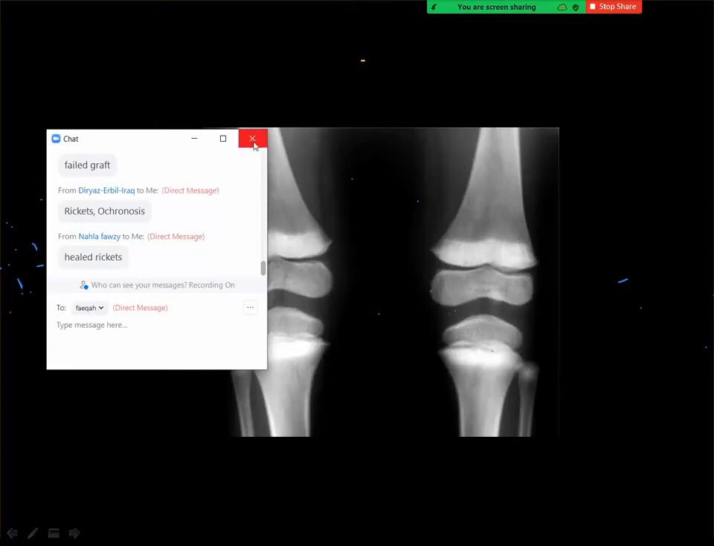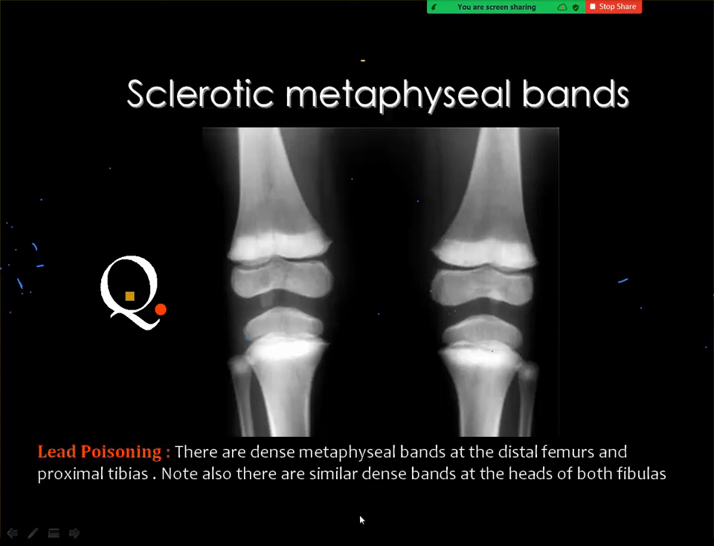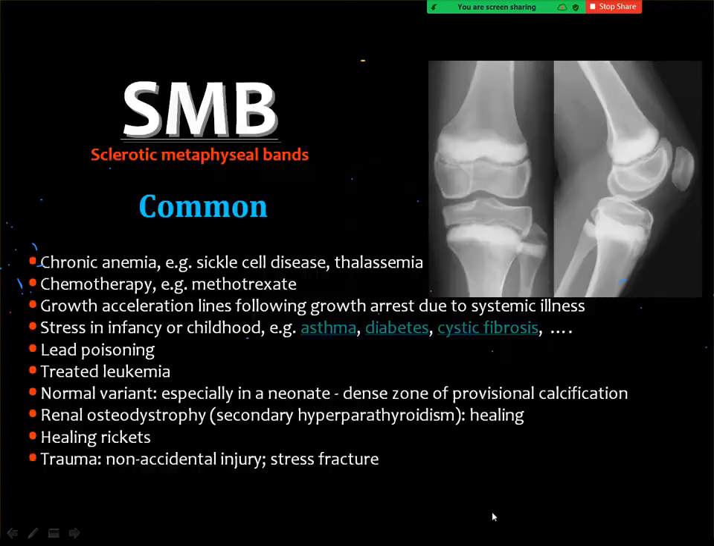Okay, actually, you know that this case was proved to be sclerotic metaphyseal band secondary to lead poisoning.